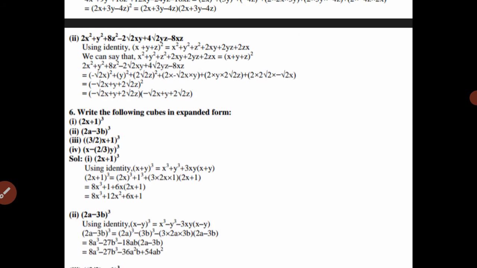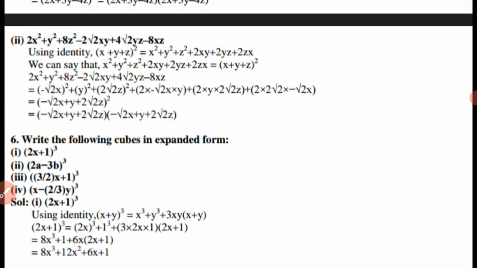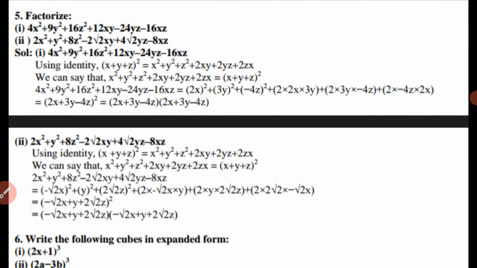So today we will do up to here. The remaining questions of this exercise we will do in the next session. So today it's your homework. You have to do this exercise up to question number 6. The remaining questions, from question number 7 to 16, we will try next time.